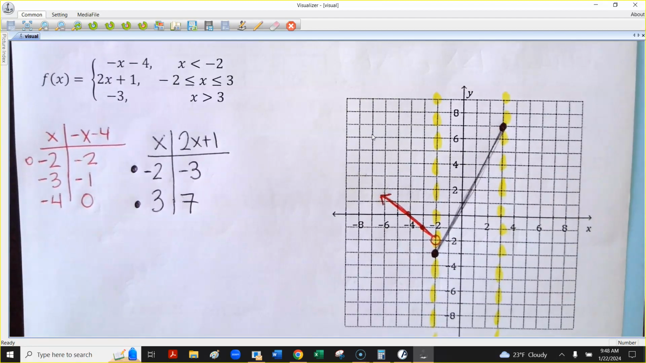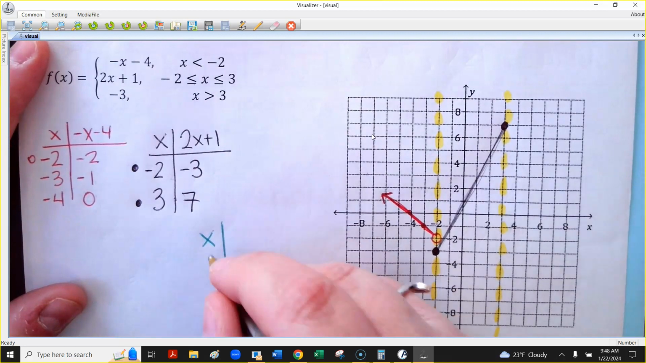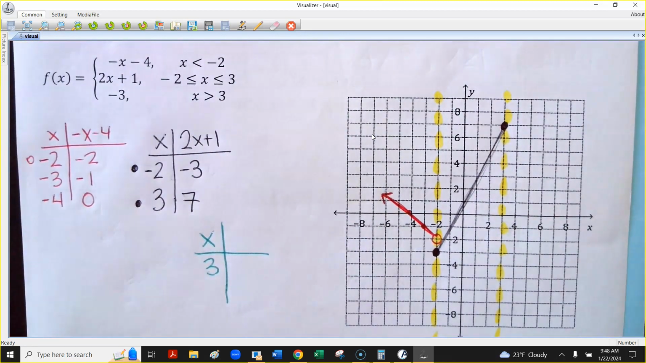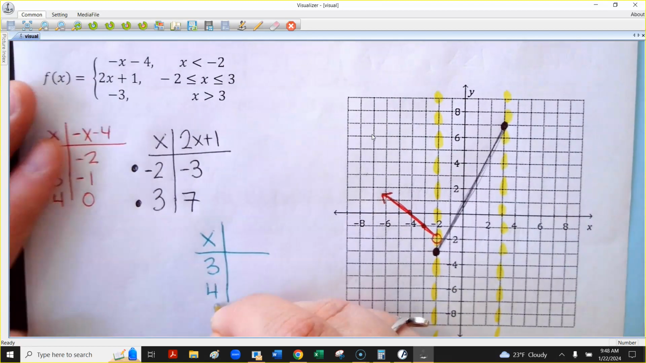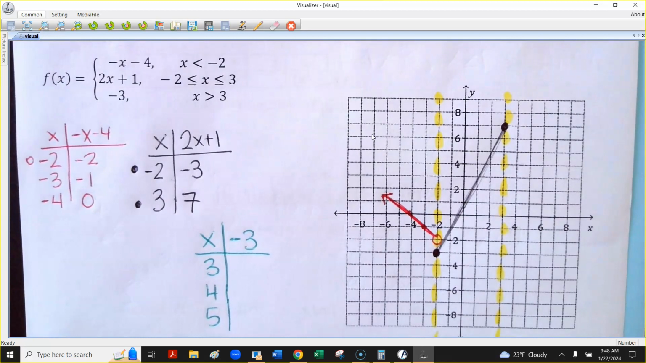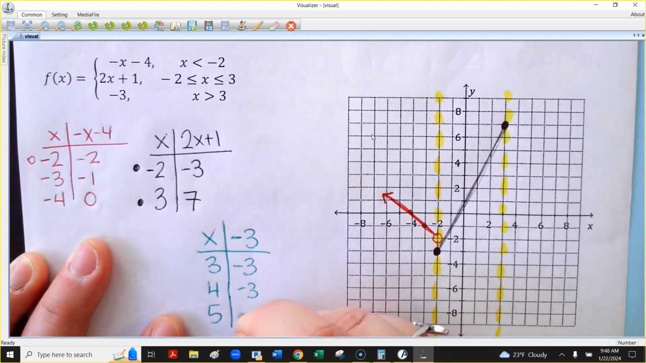Now, the third piece, my favorite, because it's just a horizontal line. So just for x values that are bigger than 3, I would start at 3 and think of a number bigger than 3, so like maybe 4, maybe 5. If it's just y equals -3, it's just a nice horizontal line, so literally all the y coordinates for the rest of the graph, there's nothing to plug in.